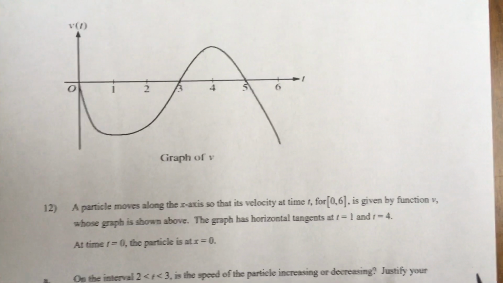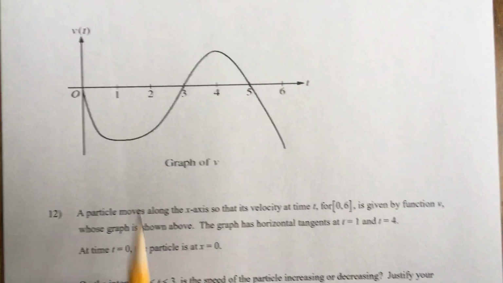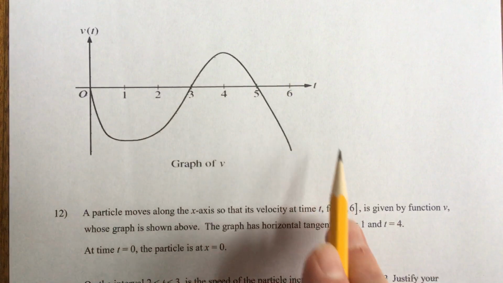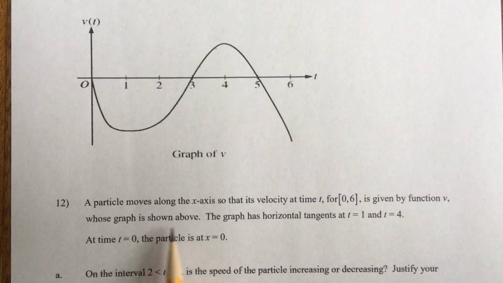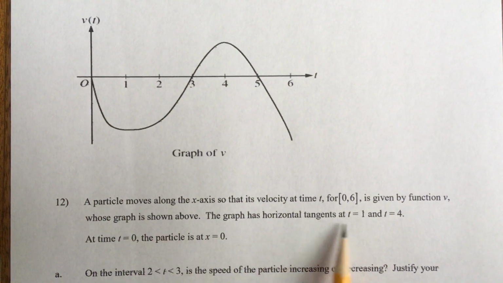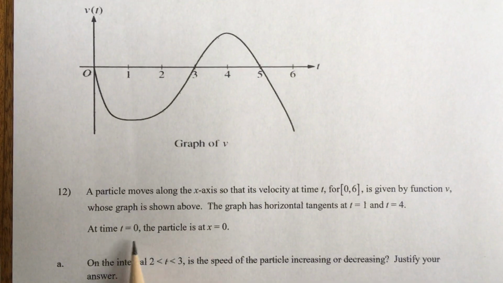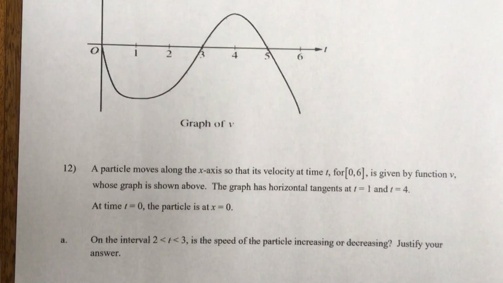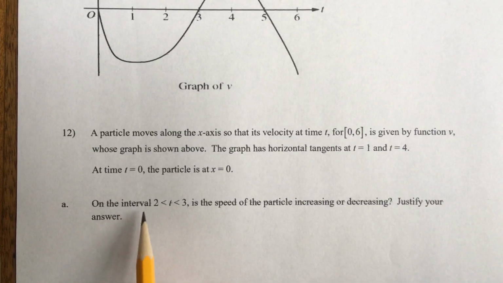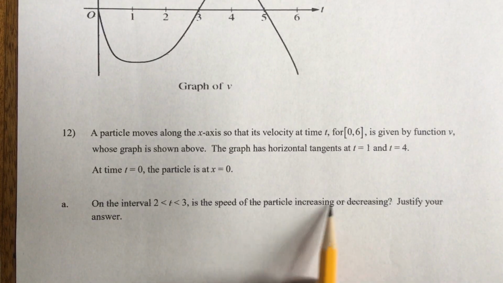All right, these are the answers to page 5 and 6. For number 5, we have a graph of a velocity function, and we are told that it has horizontal tangents at 1 and 4, which is what it appears to have, and at time 0, the particle is at a position of 0. So, part A. On the interval 2 to 3, is the speed of the particle increasing or decreasing?